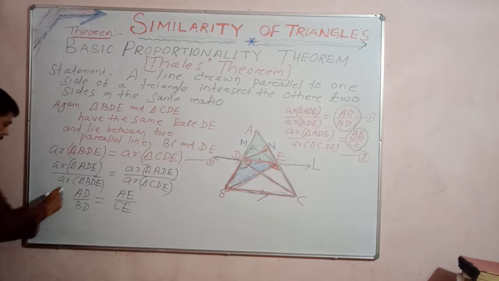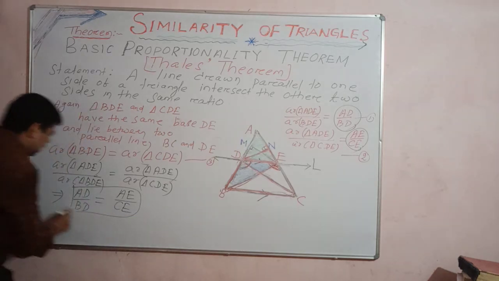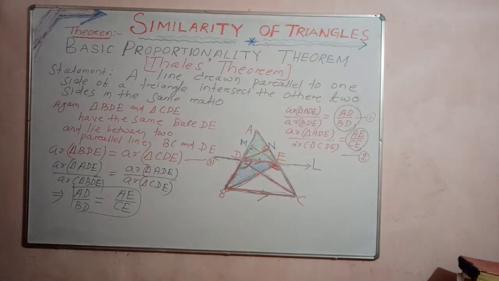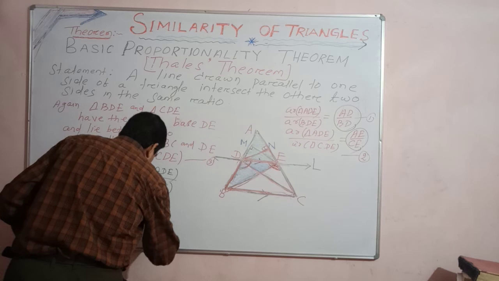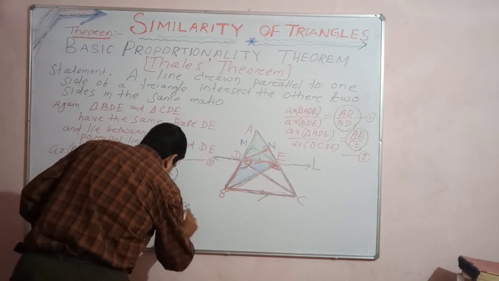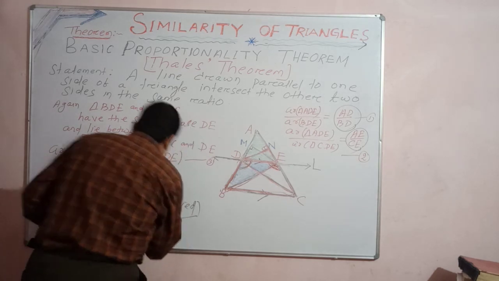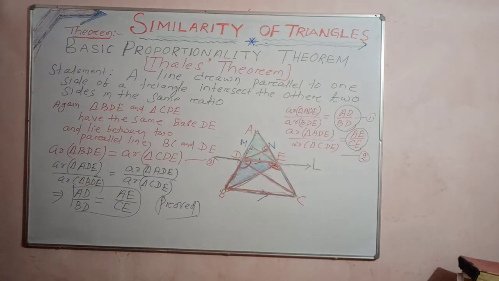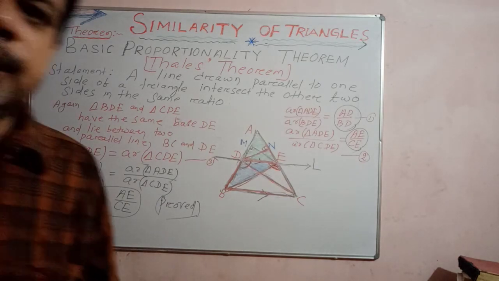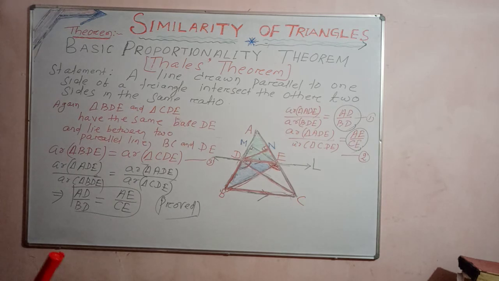So thus, this is what we want to prove, as per the requirement. It is already proved that AD by BD is equal to AE by CE. We proved this statement, the given statement is proved. Thus it is clear that a line drawn parallel to one side of a triangle always intersects the other two sides in the same ratio.